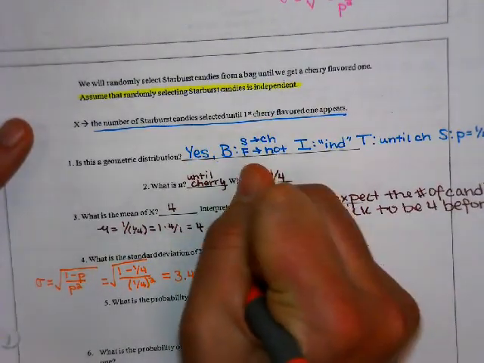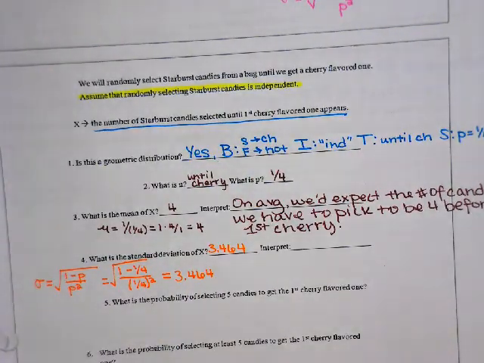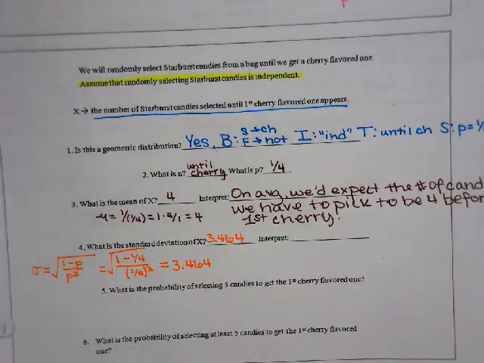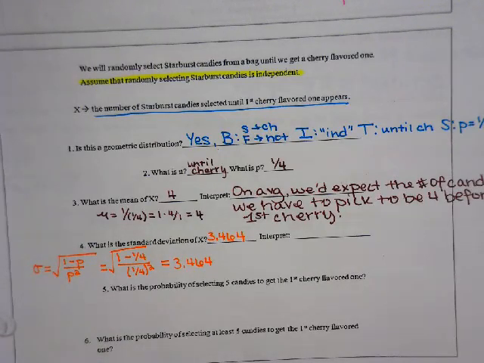Our standard deviation is 3.464. How do you interpret your standard deviation? You're just not focused and paying attention. Okay. Interpret standard deviation. On average, it's how far we vary from the mean. Yes, yes it is. Thank you, Dia.